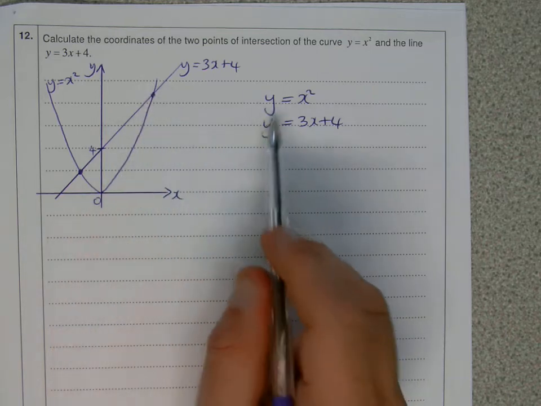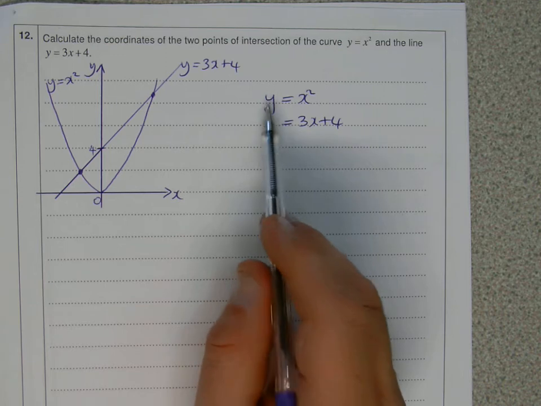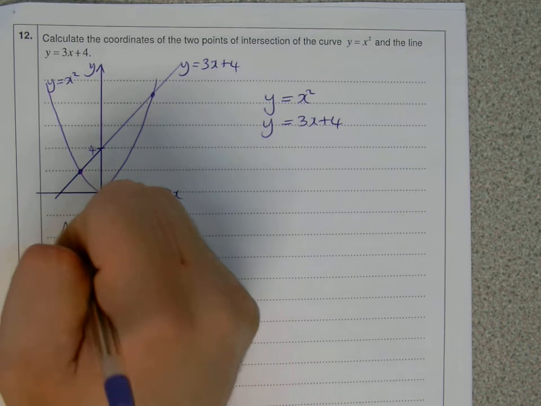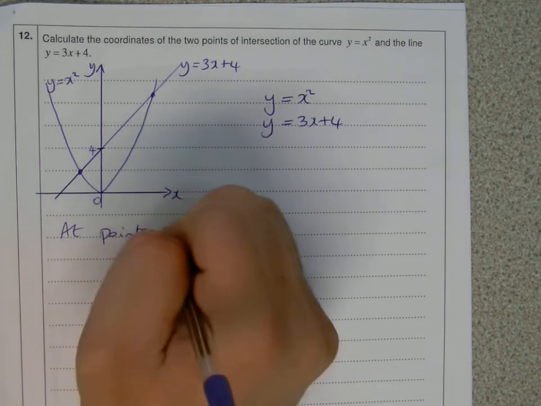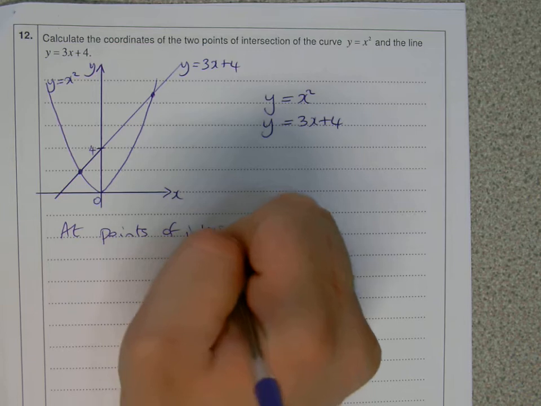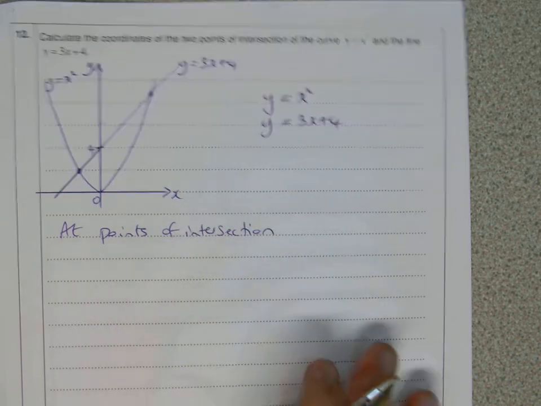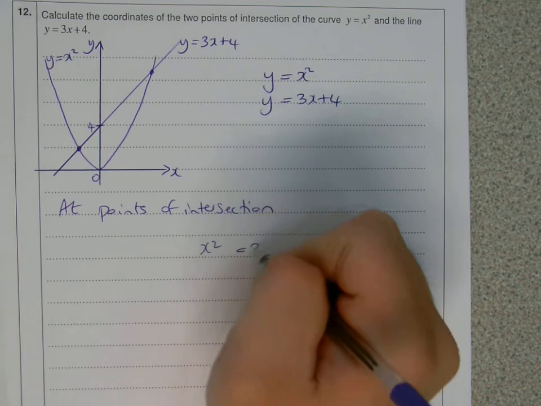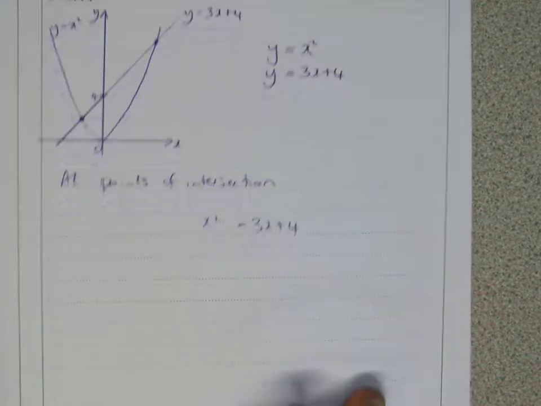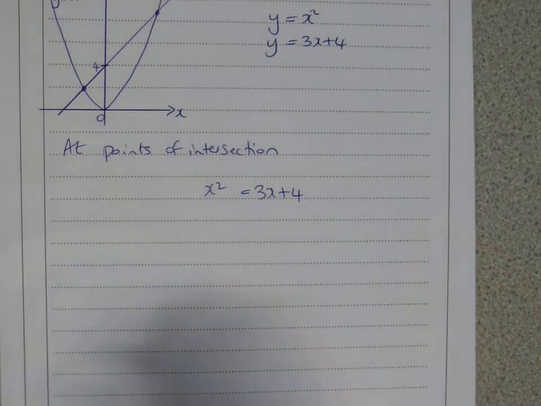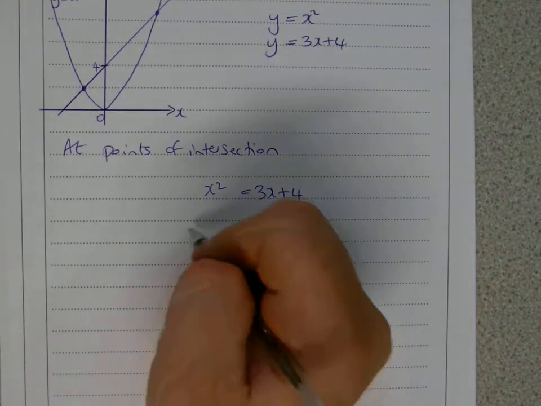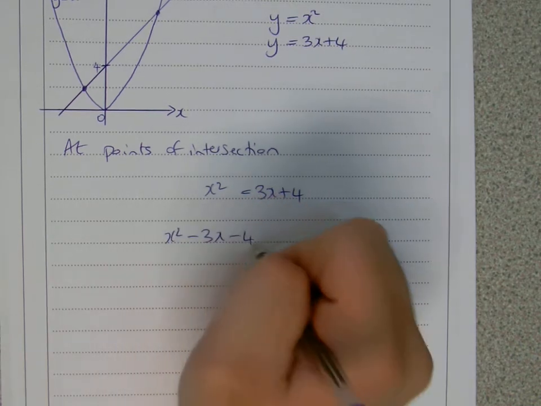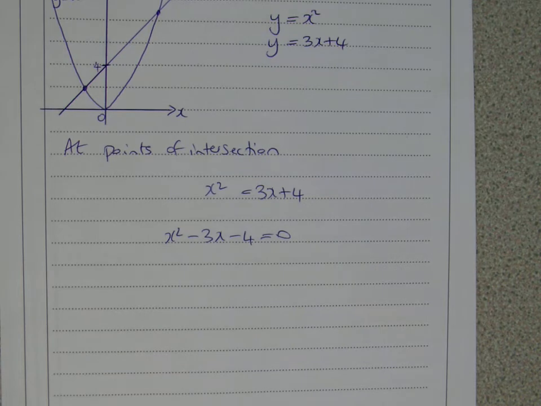And if the y values are the same, that means these are equal to each other. So we can say, at points of intersection, the y values will be equal to each other, which means x squared is equal to 3x plus 4. And then all you've got to do is get everything to one side, because you can see it's like a quadratic forming here. So we get x squared minus 3x minus 4 equals 0.